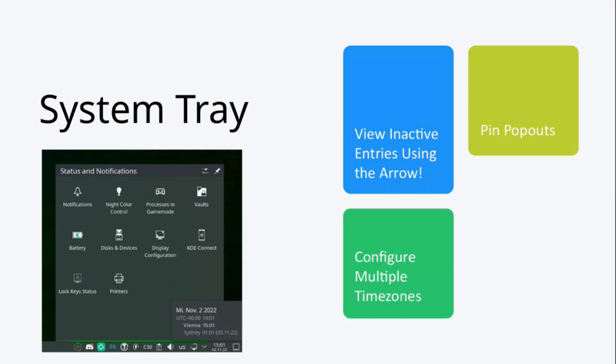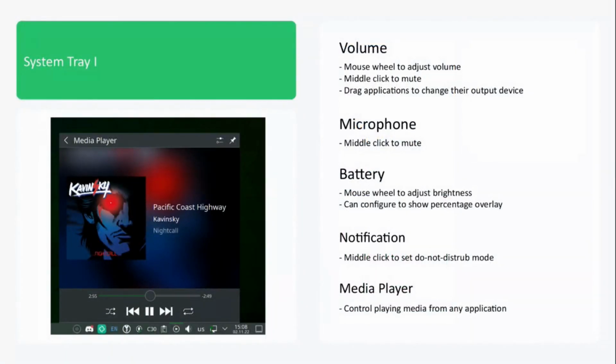And of course, you can also have configurable time zones. So you'll probably not see it. It's a bit tiny in the bottom right corner. There's the time zone Vienna, but there's also the time zone for Sydney. That's also super handy. So you can always keep track of where your colleagues, your remote colleagues are. And oh, there are so many things in the system tray stuff.